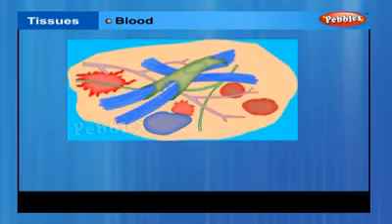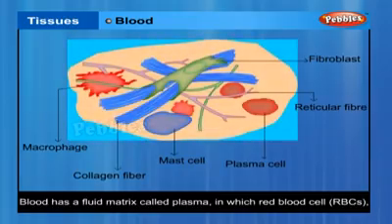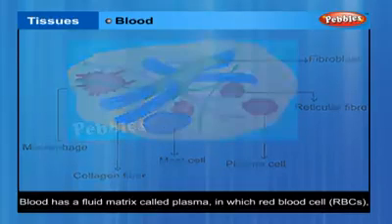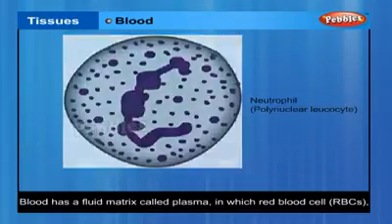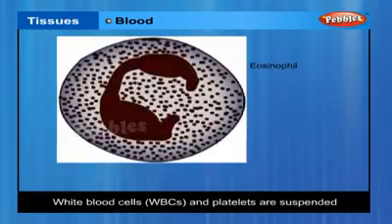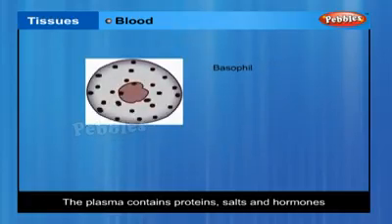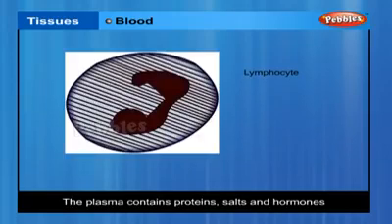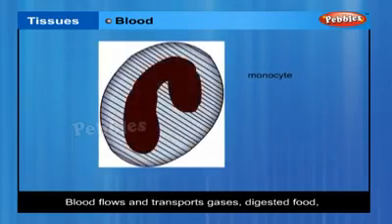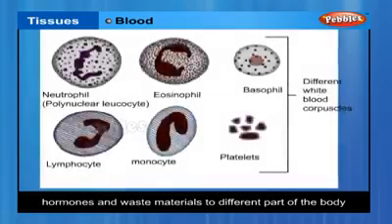Blood. Blood has a fluid matrix called plasma, in which red blood cells, RBCs, white blood cells, WBCs, and platelets are suspended. The plasma contains proteins, salts, and hormones. Blood flows and transports gases, digested food, hormones and waste materials to different parts of the body.